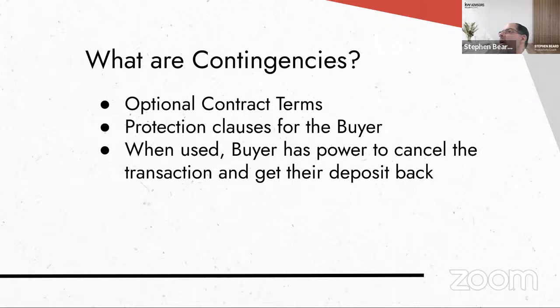Let's suppose they put in an initial deposit of $30,000. If it's a $1 million purchase, 3% is $30,000. In Fremont, we have plenty of transactions for $1 million. That's $30,000, and if something goes wrong and they execute one of these contingencies, they get that money back. That's pretty sweet, right?